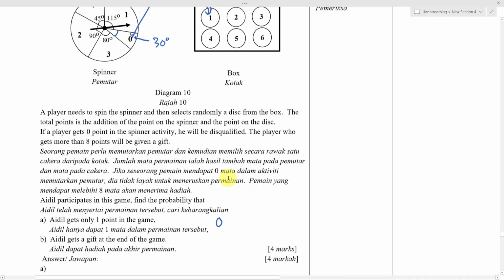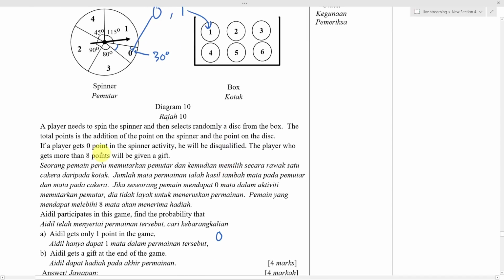Okay, B, you want to get a gift at the end. Here they say if you want to get a gift, you have to get more than 8 points. So if you get 8 points, you cannot get a gift. You must get more than 8, something like 9 or 10. Then I want to see, is it possible I get more than 8? So if the first I choose a 4 here, then the second I need to get 5. Then I get 9 points.